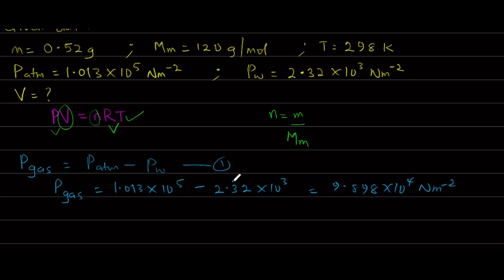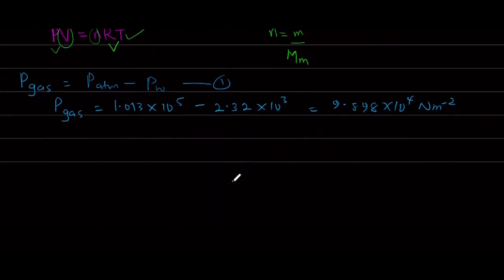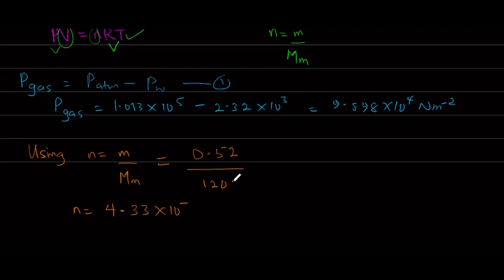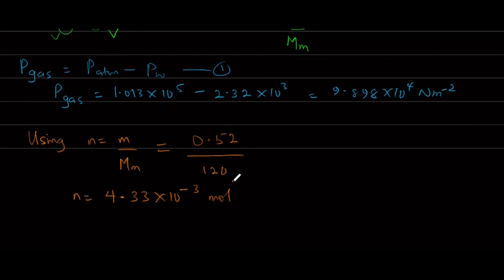The next thing is to solve for the number of mole. So for the number of mole, using n equals mass over molar mass, we are going to have mass given as 0.52 while the molar mass is given as 120. So the number of mole is going to be 4.33 exponential minus 3 mole.